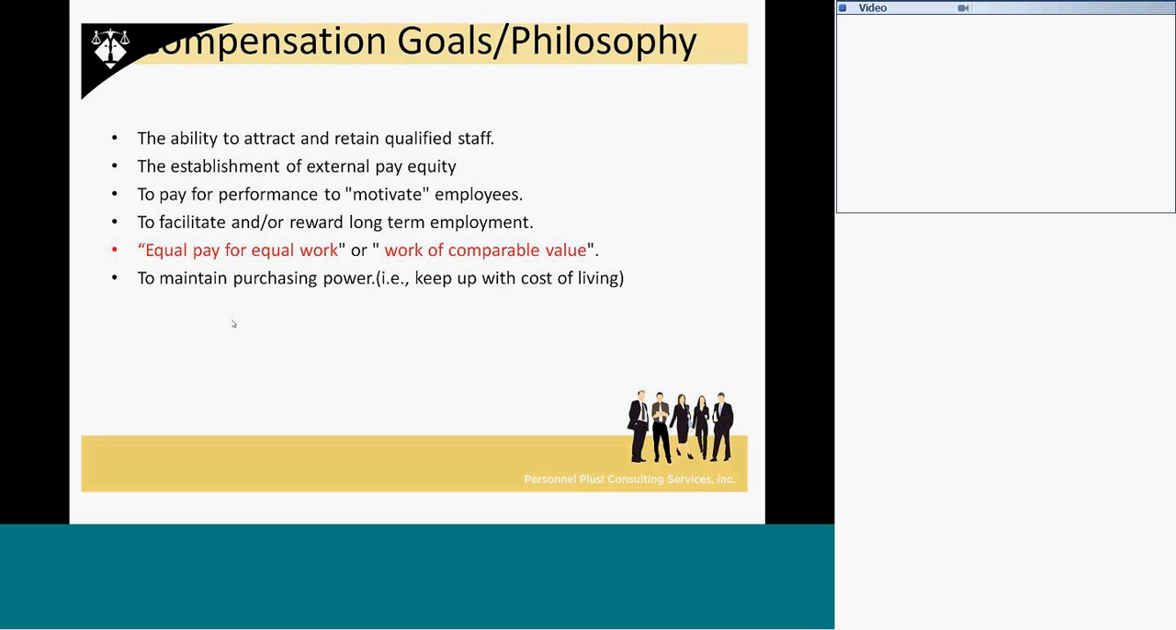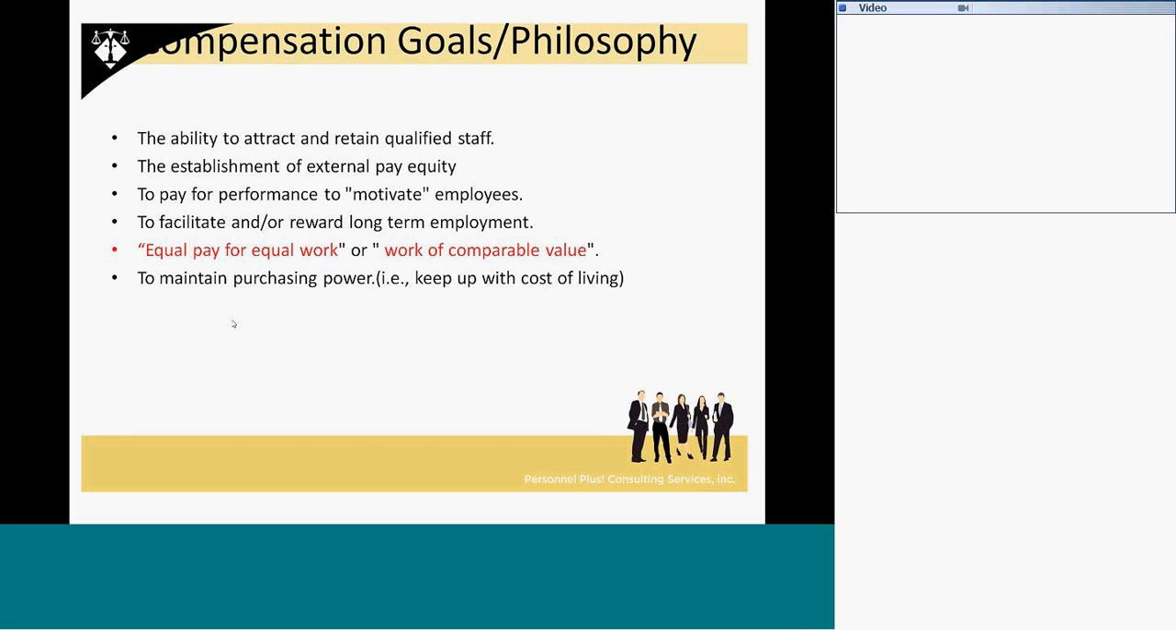Equal pay for equal work is a federal requirement, and there's also one in Montana for whatever it's worth. But equal pay for equal work law says you pay people the same, except that you may pay them differently based on things like productivity, based on qualifications, based on length of experience, or any other legitimate job factor.